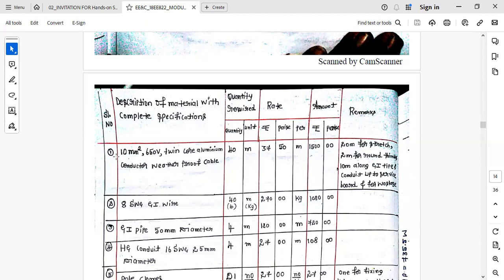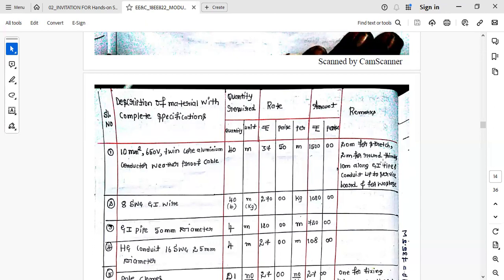Now let's take down the first equipment, that is nothing but a cable, 10 mm square, 650 volts, twin core, aluminum conductor, weatherproof cable. Here, what is the total distance? Total distance is 20 meters. That is nothing but 20 meters for one stretch.